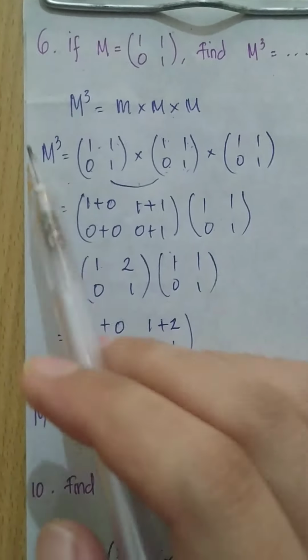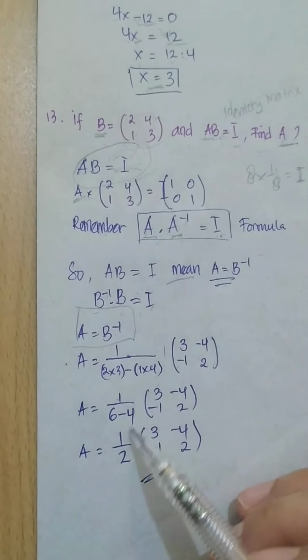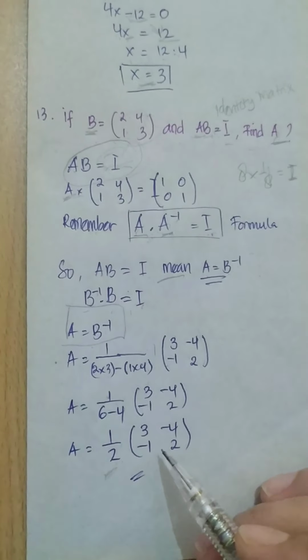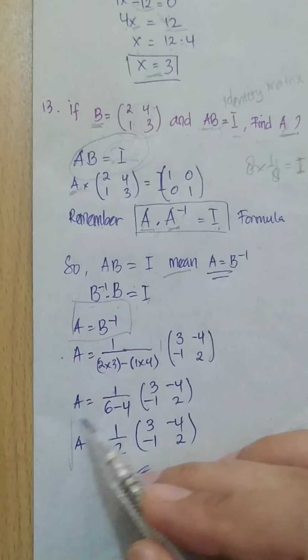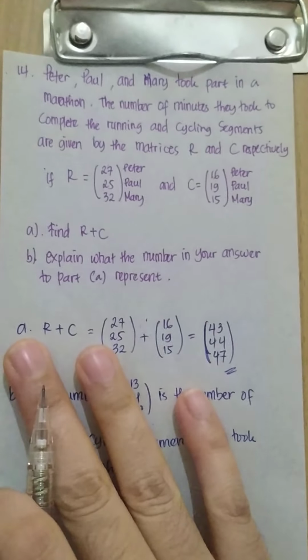Now let's find. 2 kali 3 itu 6 kurang 1 kali 4, 4. 1/6 kurang 4 itu 1/2. Okay? Times by this one, so we got this one as the answer.